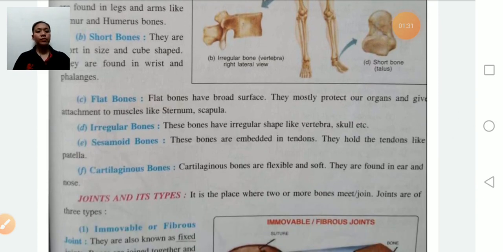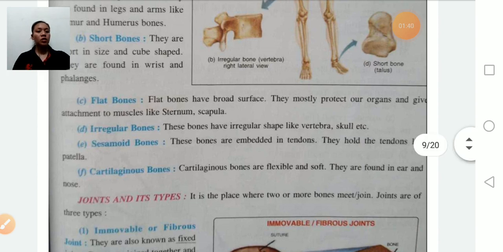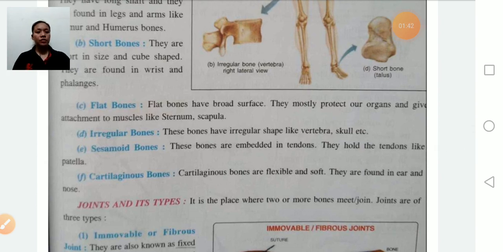Flat bones have a broad surface, and they mostly protect our internal organs and give attachment to the muscles, like the sternum and scapula. Irregular bones have irregular shape, like vertebra, skull, etc.